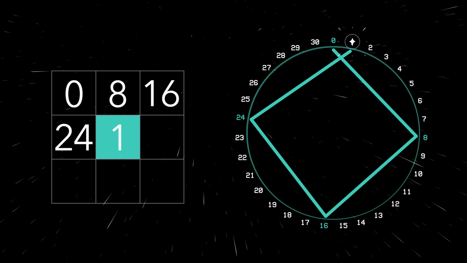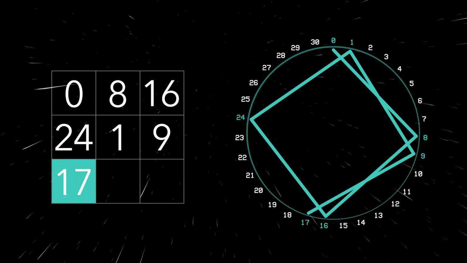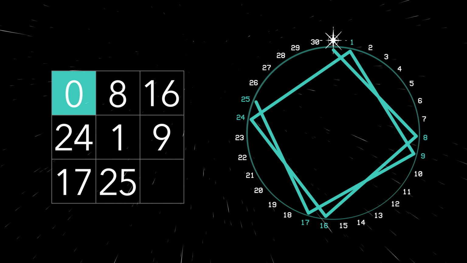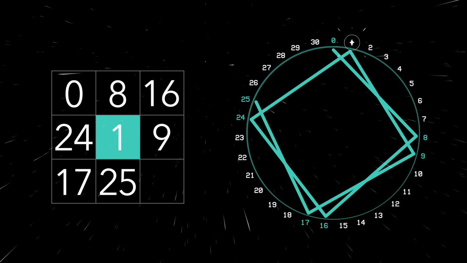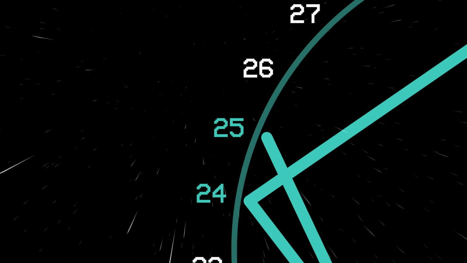Let's keep going. 1 plus 8 equals 9, 9 plus 8 equals 17, 17 plus 8 equals 25. For every scale node, we have a duplicate an octave away that's offset slightly, half sharp.